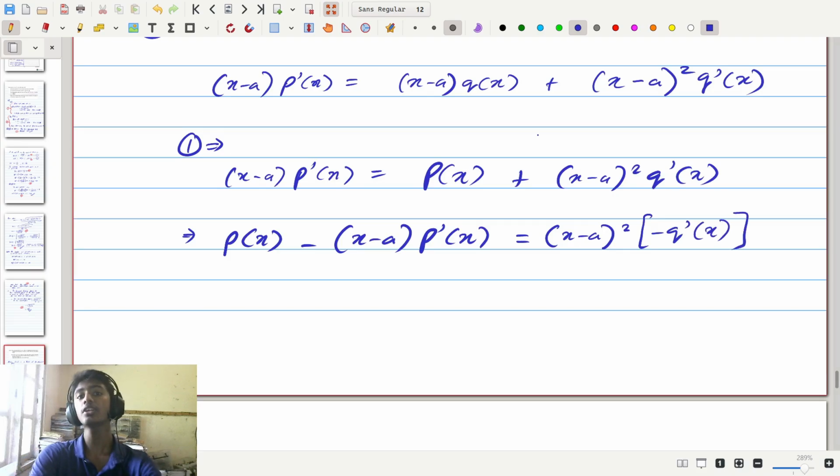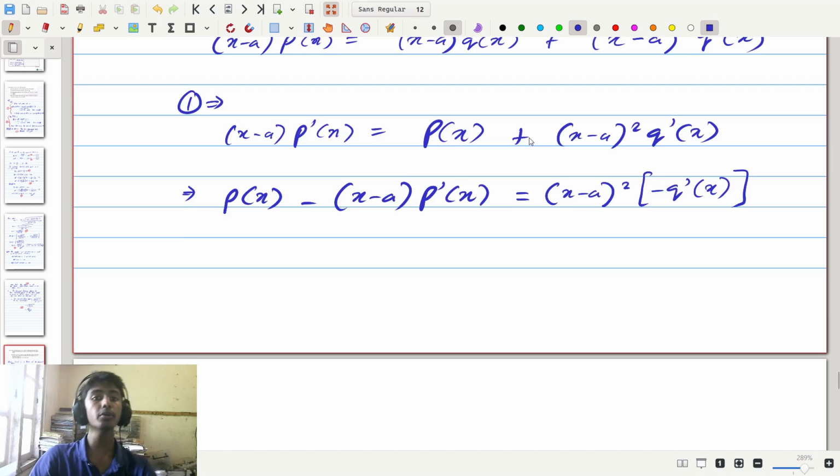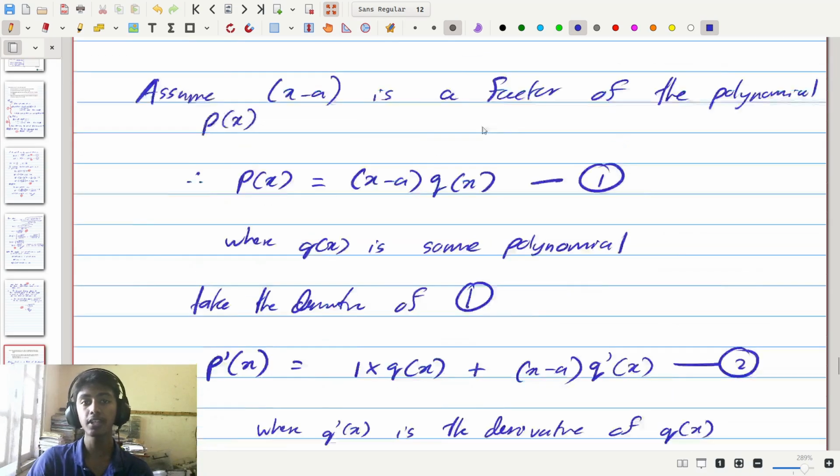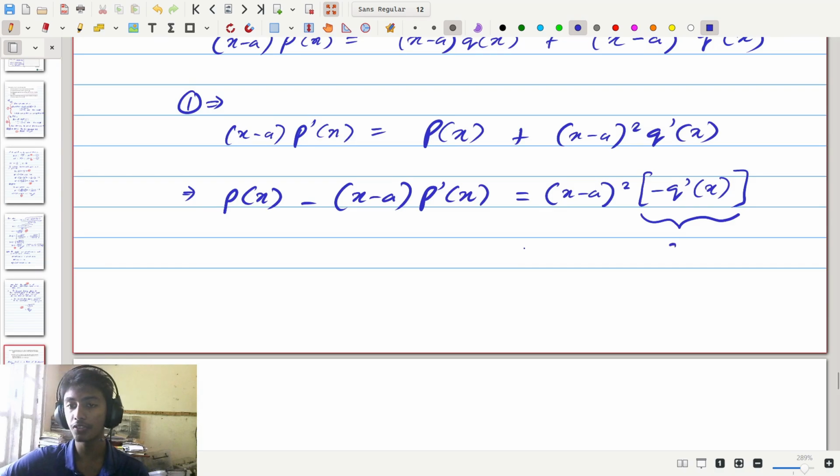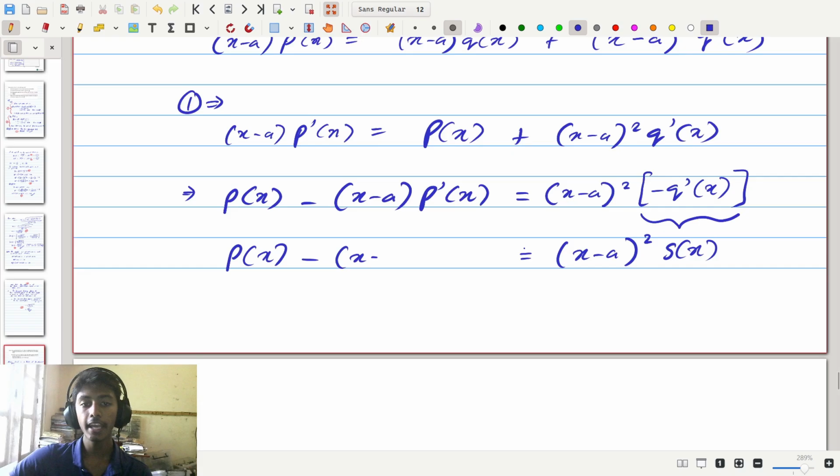Now note, since q was some kind of polynomial, the derivative q prime is also going to be some kind of polynomial, and negative q prime of x is also going to be some kind of polynomial. So therefore, we can say that this thing is just some kind of polynomial, and for the purpose of the question, since they call that polynomial s of x, I'm also going to do the same thing and just call this thing s of x. So you have s of x times x minus a squared on the right hand side, and on the left hand side you have p of x minus x minus a times p prime of x. Therefore, we have just proven what we needed.